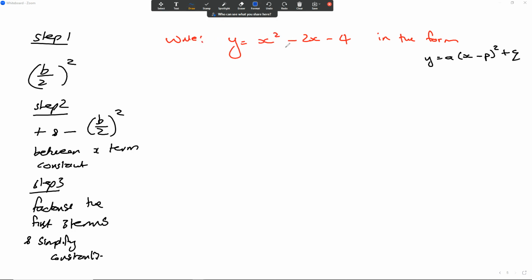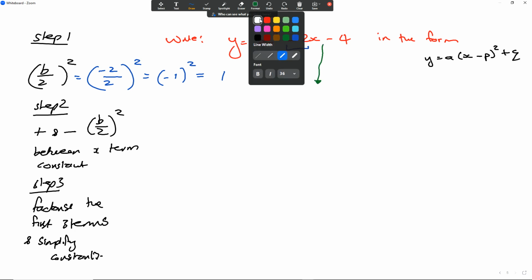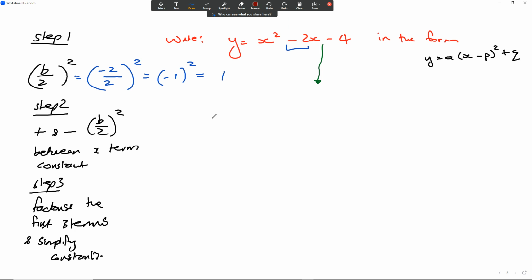The first thing is, remember we got to take the b value, which is at the moment equal to -2, and we're going to square it. So it becomes (-1) squared, and that's equal to 1. Now that we have that, we are going to add and subtract 1 in there. So step 2, y equals x squared minus 2x. Don't forget, we're going to plus 1 first, then subtract it. Always plus first, then subtract. And then after that, we continue with -4.